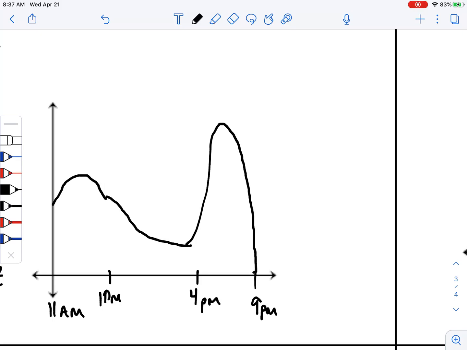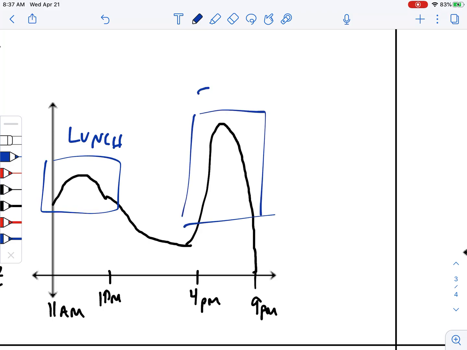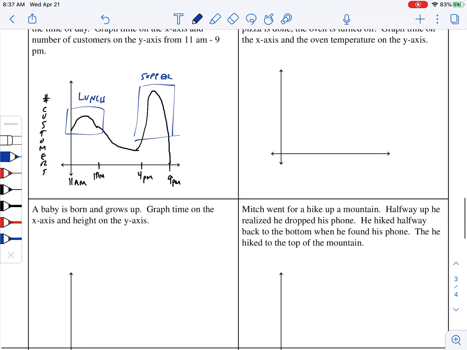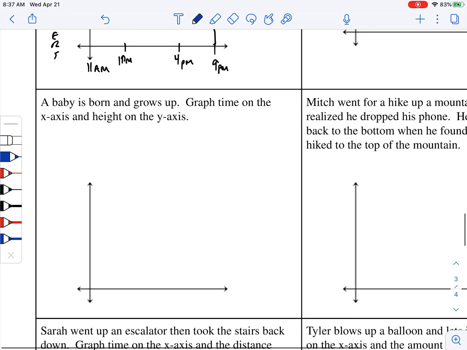Okay, so we're trying to highlight those peak areas, right? This would be lunchtime, right? And this would be supper time. Okay, so you want to try to sketch a very basic graph for each of these situations. Okay, so, you know, a baby is born and grows up. Graph the time on the x-axis and the height on the y-axis.